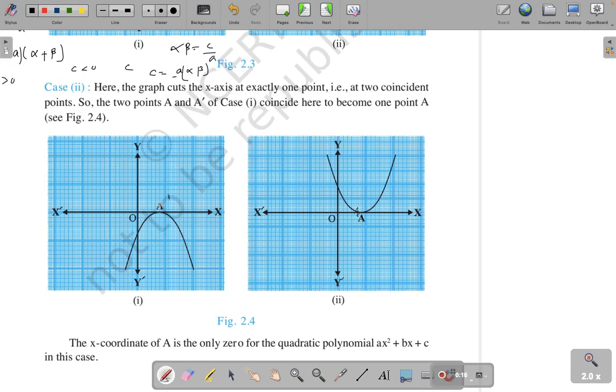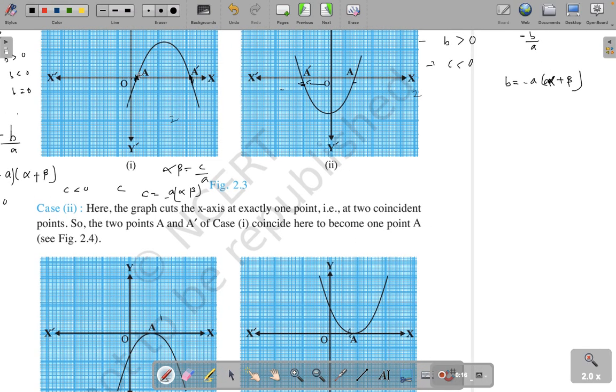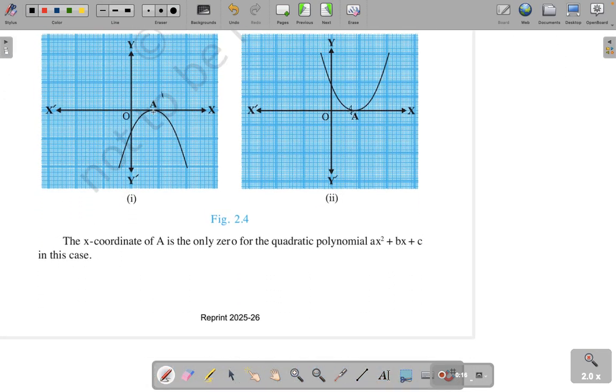Here you can see the graph is cutting at two points, right? So in this case, the roots are real and distinct. Distinct means different. They are real because they can be represented on the number line, distinct because they are different. Here the roots are real and equal. Real because it is exactly touching the number line, so you can represent it on the number line. Equal because it is touching at only one point.